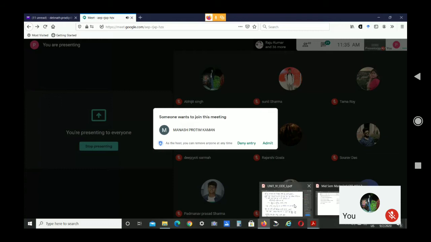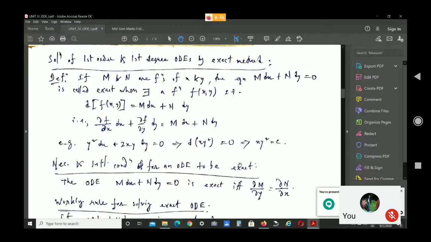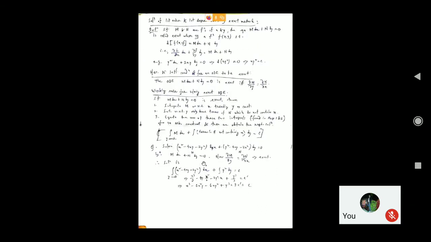By exact method. So see, suppose we want to solve this differential equation. Here we have a differential equation: (x² − 4xy − 2y²) dx + (y² − 4xy − 2x²) dy = 0. This is a differential equation. We want to solve it.